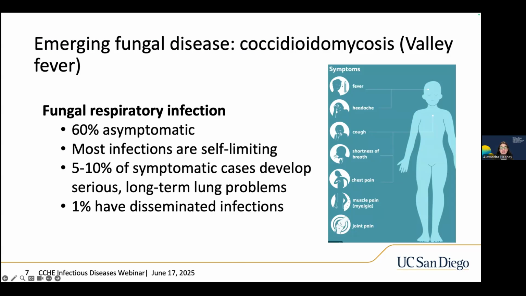But 5 to 10% of the symptomatic cases can actually develop serious long-term lung problems, and 1% can develop what we call disseminated disease, which is when the infection spreads from the lungs into other parts of the body, such as the central nervous system, like the brain, the spinal cord, the skin, the bones, or the joints, and that disseminated disease can oftentimes be fatal.